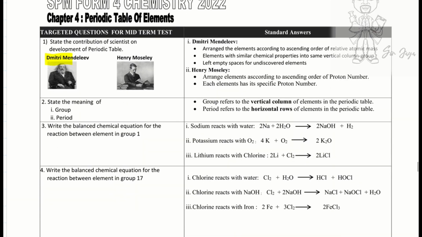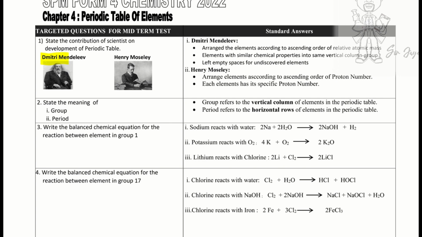So we move on to the next part, the periodic table of the elements. Please remember the development of the periodic table under Dmitri Mendeleev. The points students must remember: Mendeleev arranged the elements according to increasing order of relative atomic mass. So must remember this one, ascending order of relative atomic mass. Elements with similar chemical properties are placed into the same vertical column known as a group. He left empty spaces for undiscovered elements.